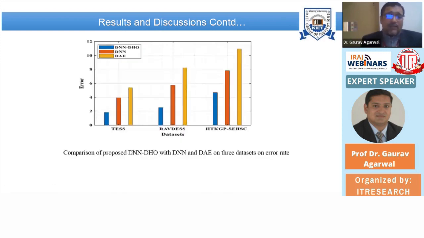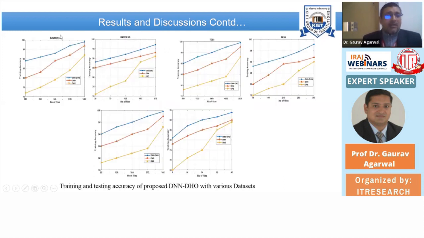When the proposed model was compared with the existing models, we found that on error rate, the proposed model has the minimum error rate on all three datasets, whether it is Toronto, RevDes, or IIT Kharagpur. The deep autoencoders show the worst result on the three datasets. From this diagram, I have tried to represent the training and testing accuracy of the models. The training of the DNN DHO model is at its best when using deer hunting optimization.